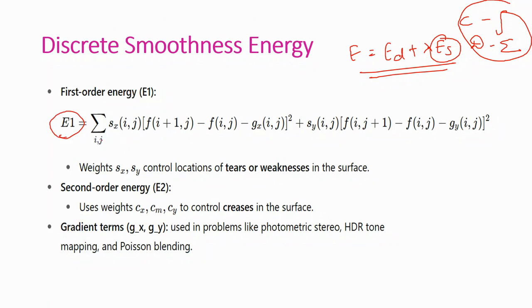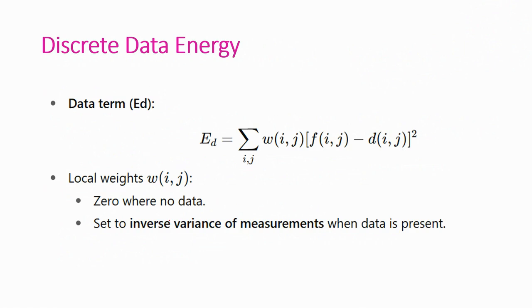So first order derivative is considered here. We have so and so formula. I'll say what are these terms in an image, and the second order derivative also can be formed, but in addition to that we have to add some weights cx, cm, cy to this formula to make a good smoothness term. And discrete data energy Ed can be represented with a weight, right? I have already mentioned about local weights.